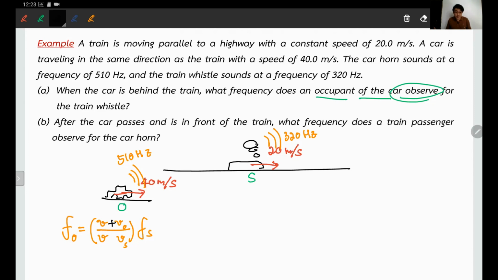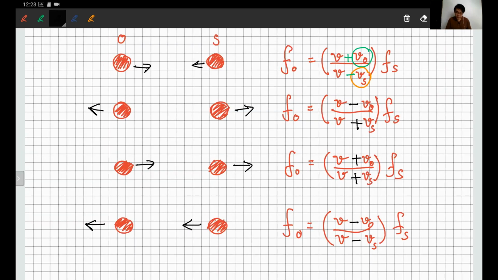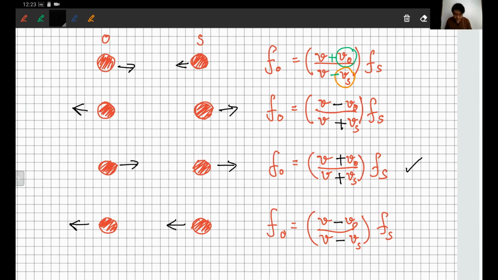Okay. And what happened for the source? The source is running away. Running away means lower in frequency. But because it's in the denominator here, you pick a positive sign right there. That's it. So in this case the observer is approaching the source, which is running away. So it's going to go like this. You can use the logic of what's going on with the final observed frequency to pick the correct sign.